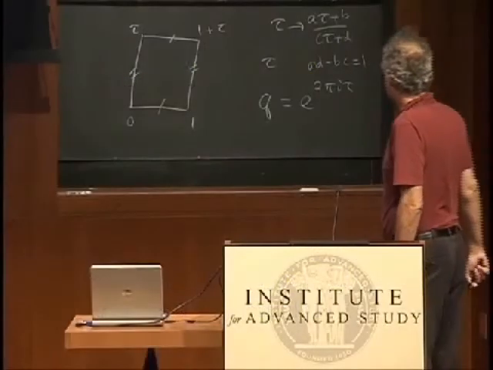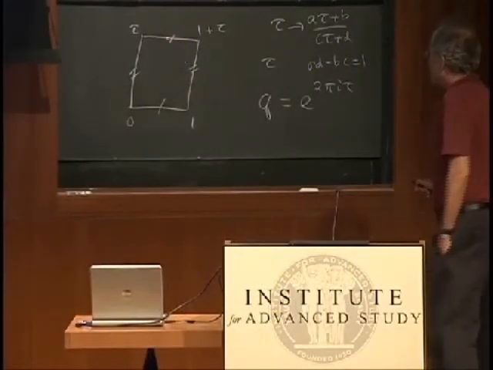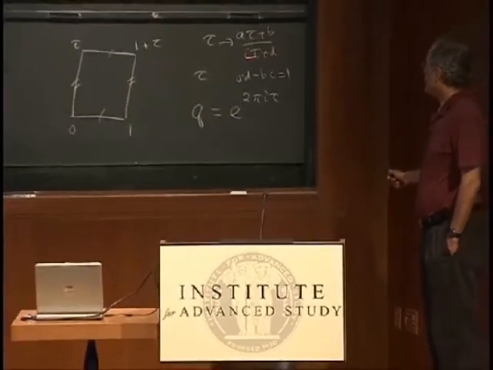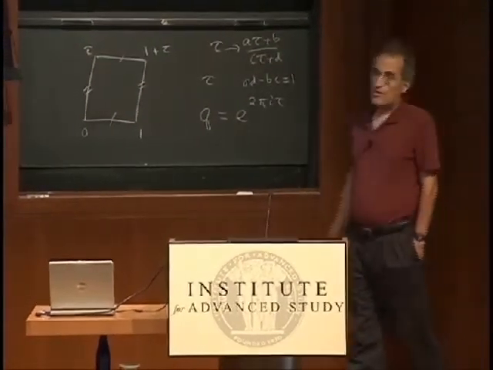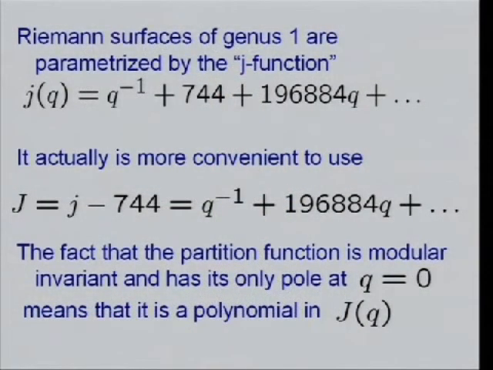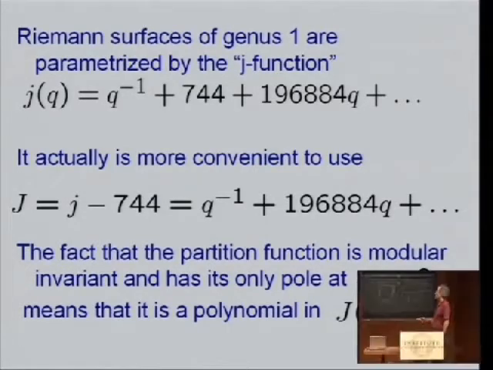j. So if you use tau, which is a more obvious way to describe a Riemann surface of genus 1, you have to worry about modular invariance. But if you change variables from tau to j, then modular invariance disappears. The modular invariance information that's contained in tau is no more, no less than the value of j. It's actually slightly more convenient to subtract the constant and let capital J be this function.